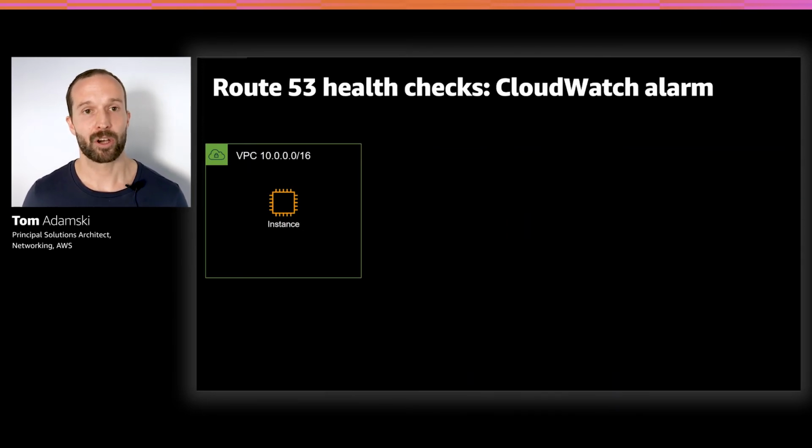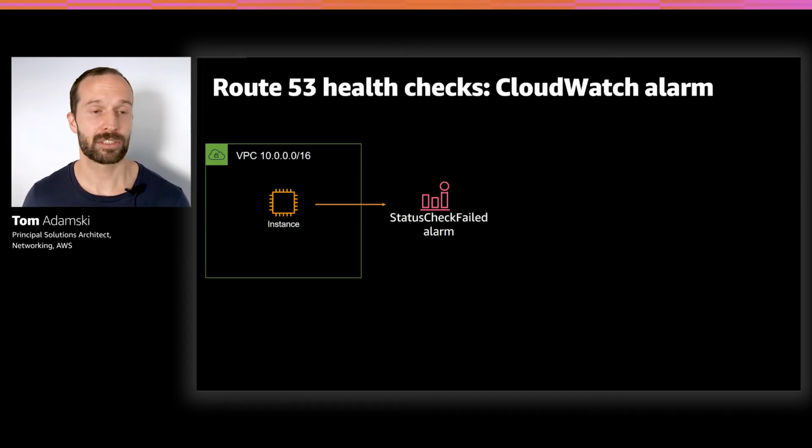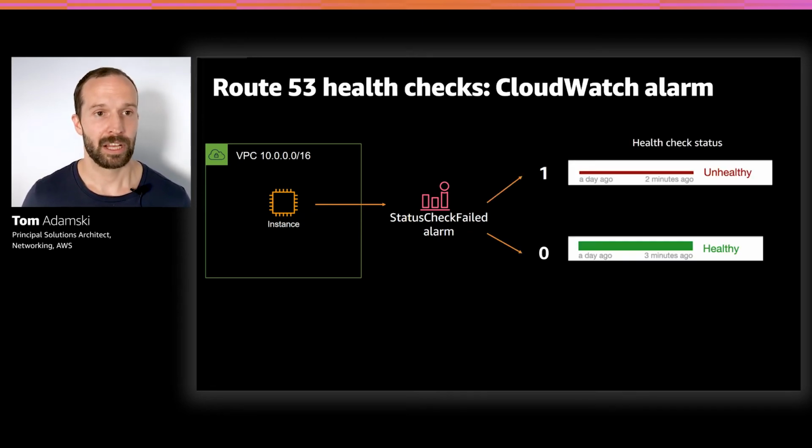Finally, the last health check option is the one that's based on CloudWatch alarms. So there are some default CloudWatch alarms. For example, for an instance, we would be monitoring the status of an instance, and if that instance fails, there would be a status check failed alarm kicked off. And if that alarm is alarming, you would treat the Route 53 health check as unhealthy, and if there's no alarm, that resource would be treated as healthy.